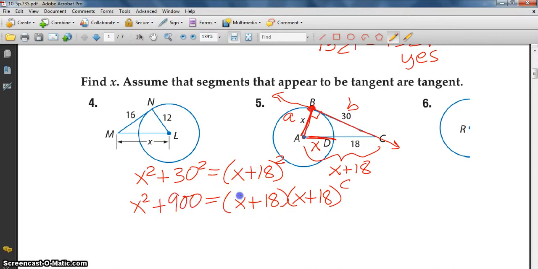So let's see what we get here. Our first times our first is x squared. Our outside times our outside is plus 18x. Our inside product is also 18x. And the product of our last terms would be 324.